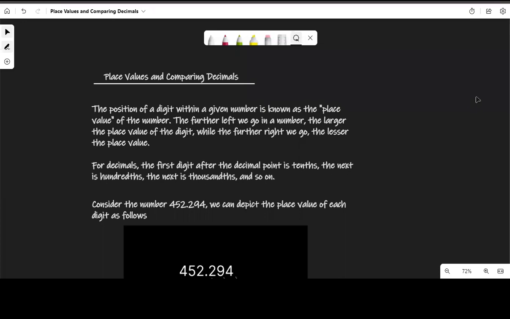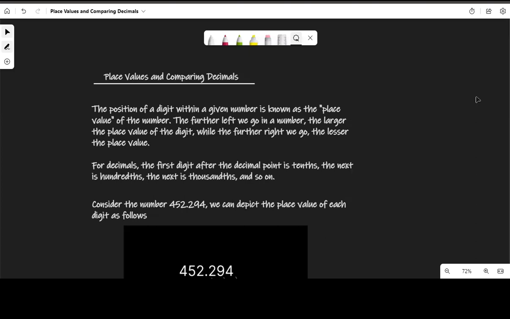In this lesson, you are going to learn about place values and how to compare decimals in terms of their place values. This is a continuation on the topic of decimal numbers. Let me read from what I have on the board. It says the position of a digit within a given number is known as the place value of that number. The further left we go in a number, the larger the place value of the digit, while the further right we go, the lesser the place value.